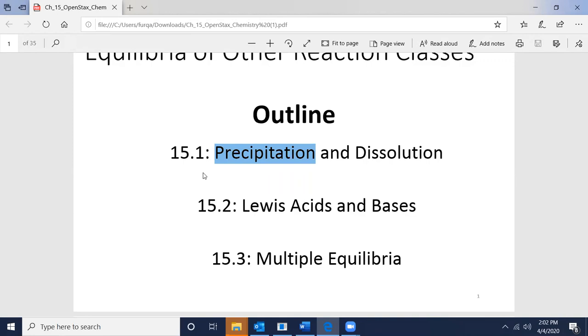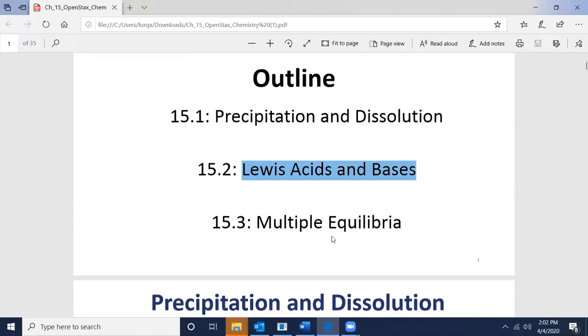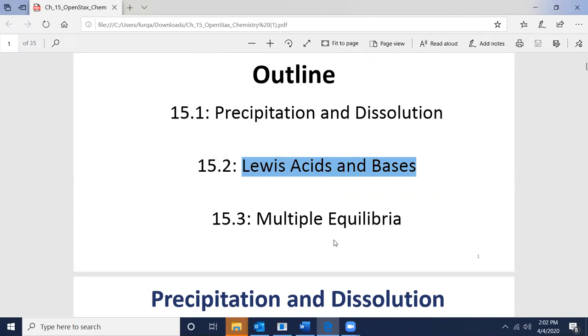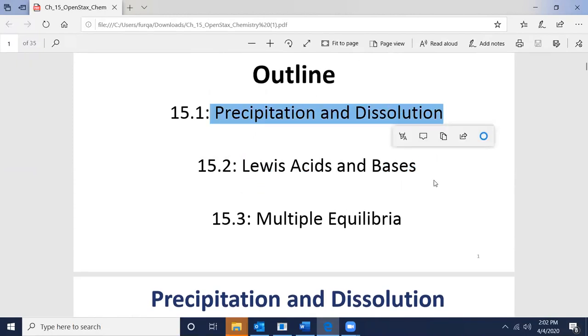It's important. There are many important applications where we want the solid to dissolve, right? And there are certain applications in chemistry where we want solids to appear. There's another definition of acids and bases, called the Lewis acid and base definition. It's important to understand that because there are going to be different types of acids and bases based on this definition that we're going to come across when we are talking about precipitation and dissolution.